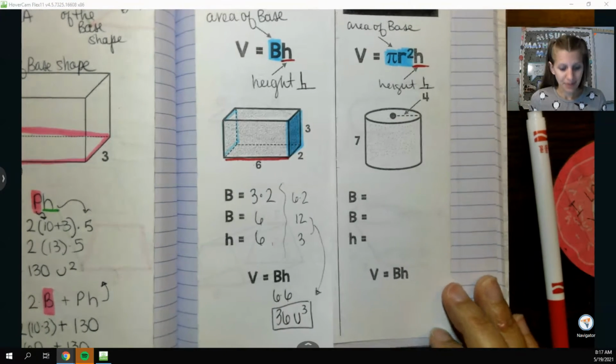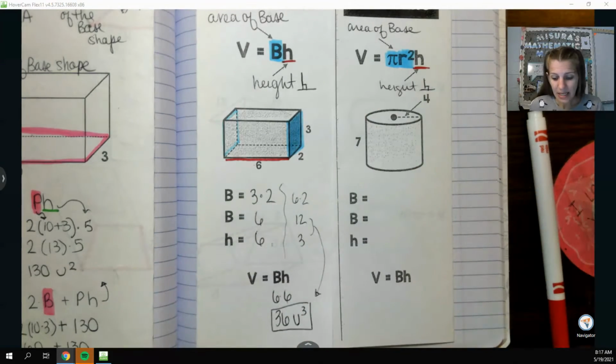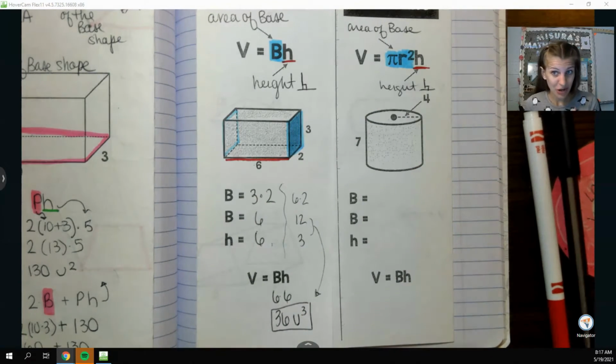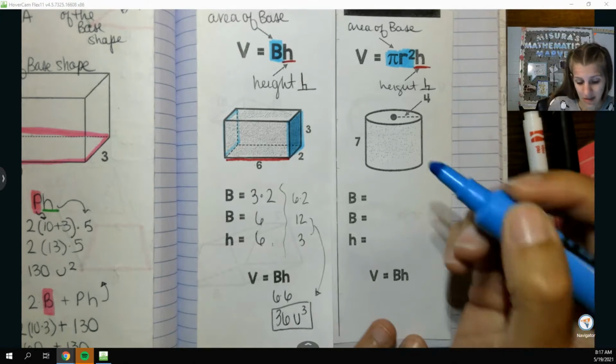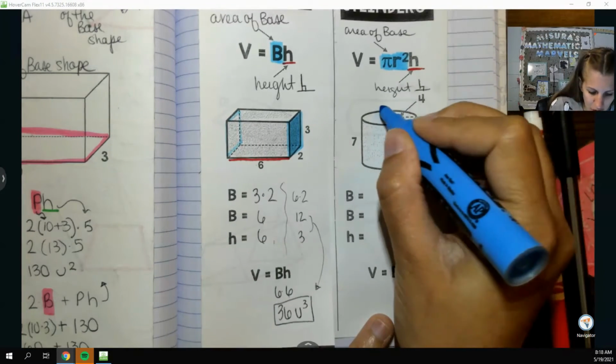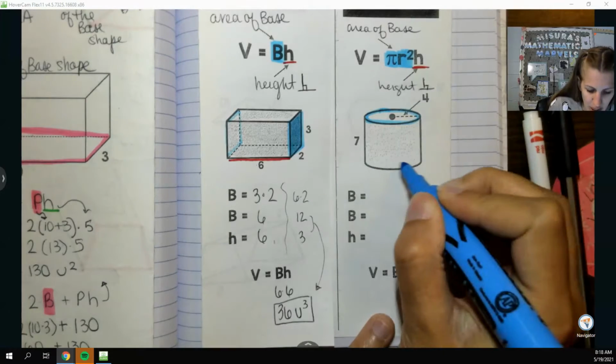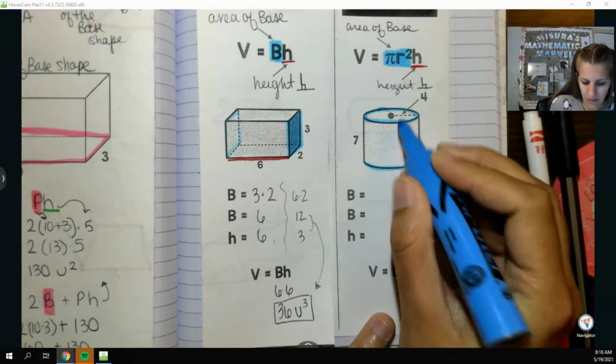Let's try another. So looking at this one here, I have to pick a certain base. Whenever we have a prism, the base has to be the one that there are two of. With rectangles, it's a little trickier because there's lots to pick from. But with a circle, you don't have a choice. There are two circles, and those are your bases. So circle to circle.